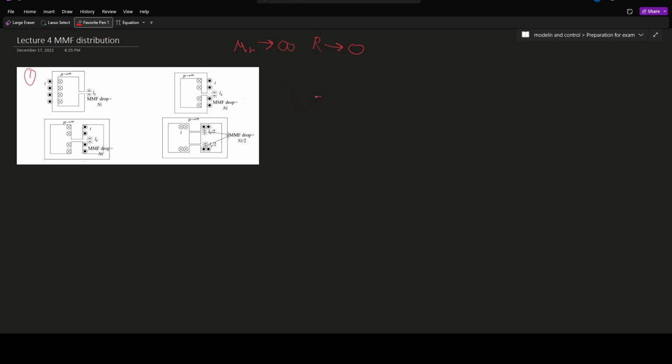Okay, so here we are gonna have a source due to the coil. That's gonna be Ni, and we are gonna have one reluctance due to the air gap, and we are going to call it Rg. And if we measure the voltage or MMF drop in Rg, it's just going to be Ni because it's in parallel with the source.